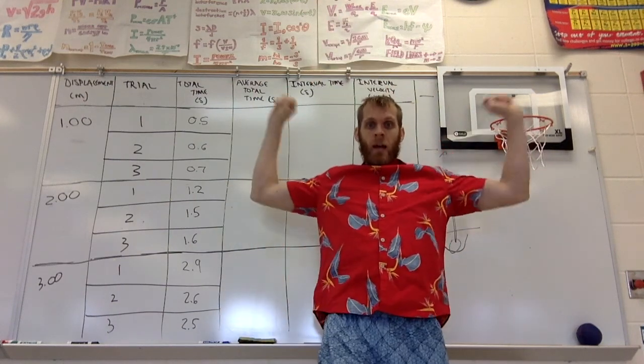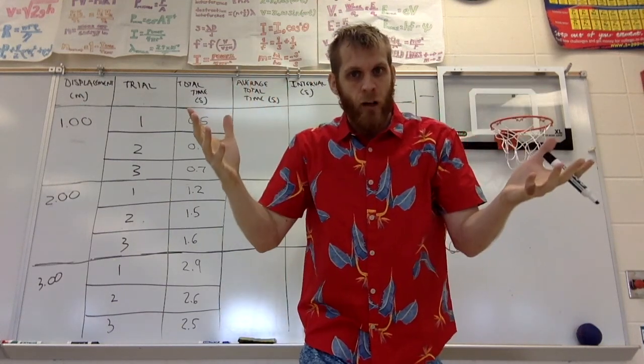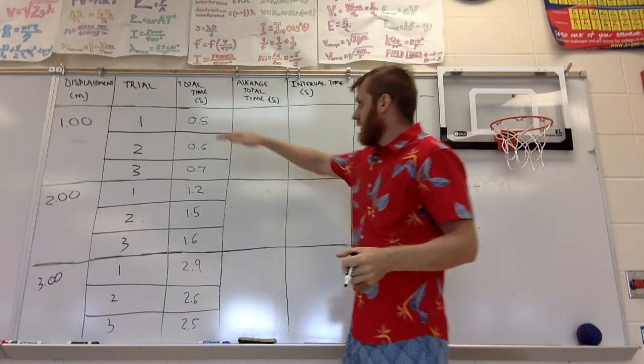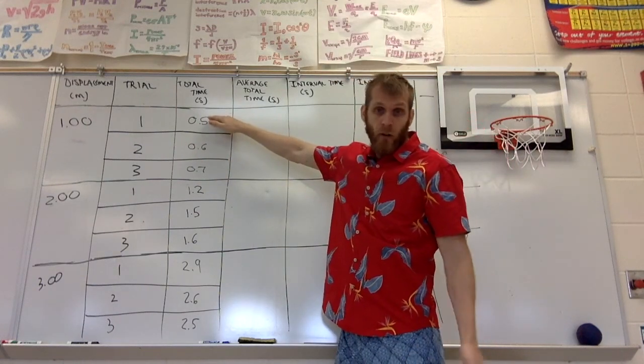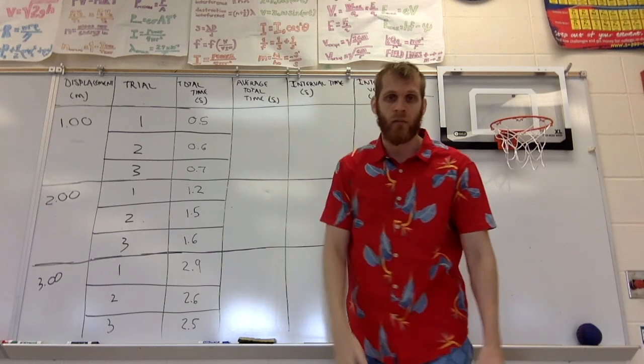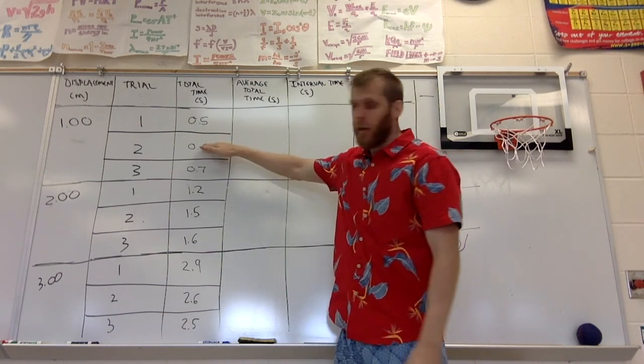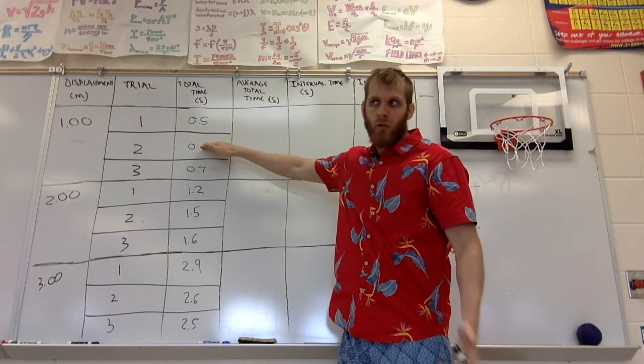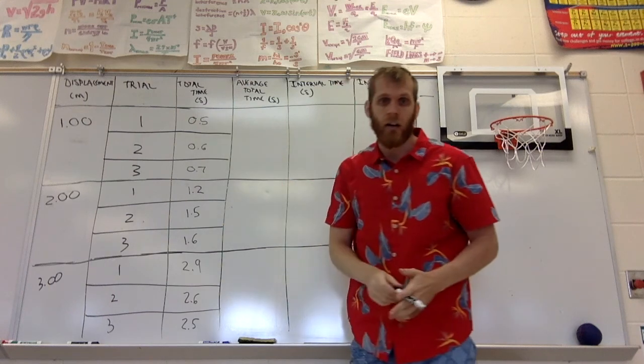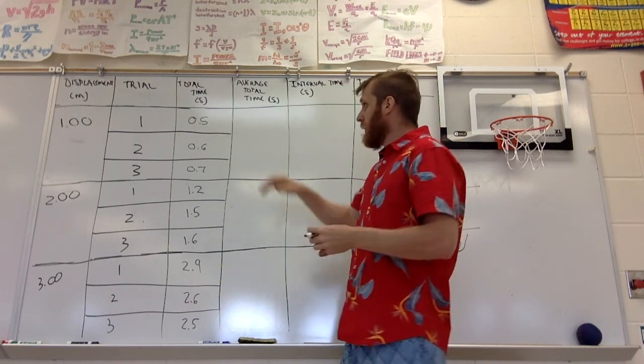You would all say, what? What would you say? Did it take 0.5 seconds? Well, it did the first trial, but it didn't always take 0.5 seconds. Did it take 0.6 seconds? Well, it did the second trial, but not every single trial it took 0.6 seconds. So what we want to do is average them.